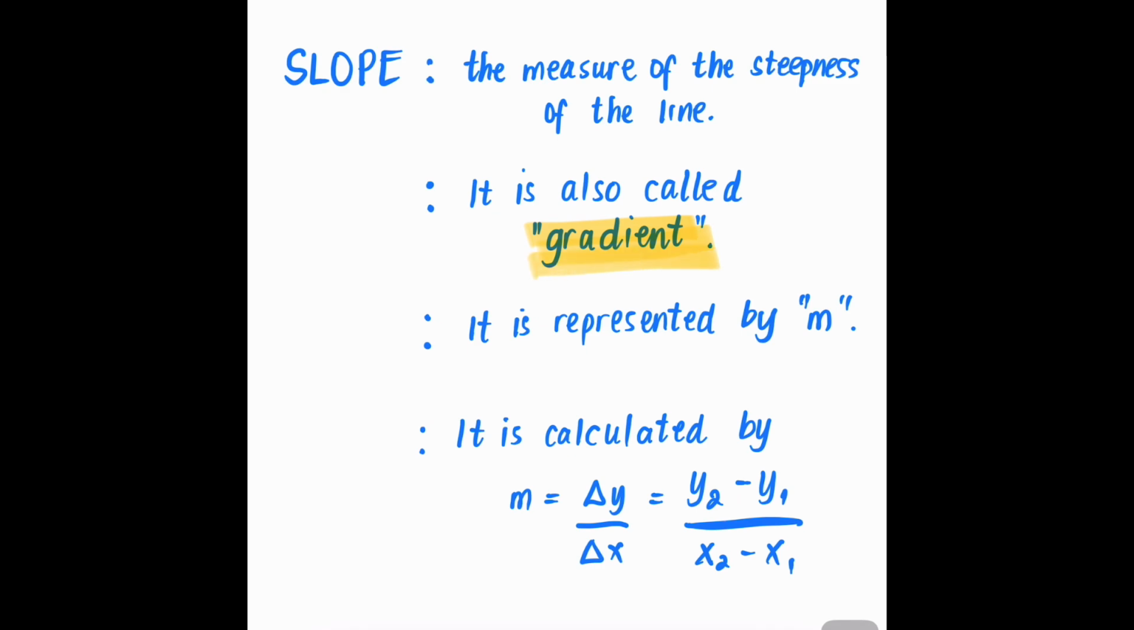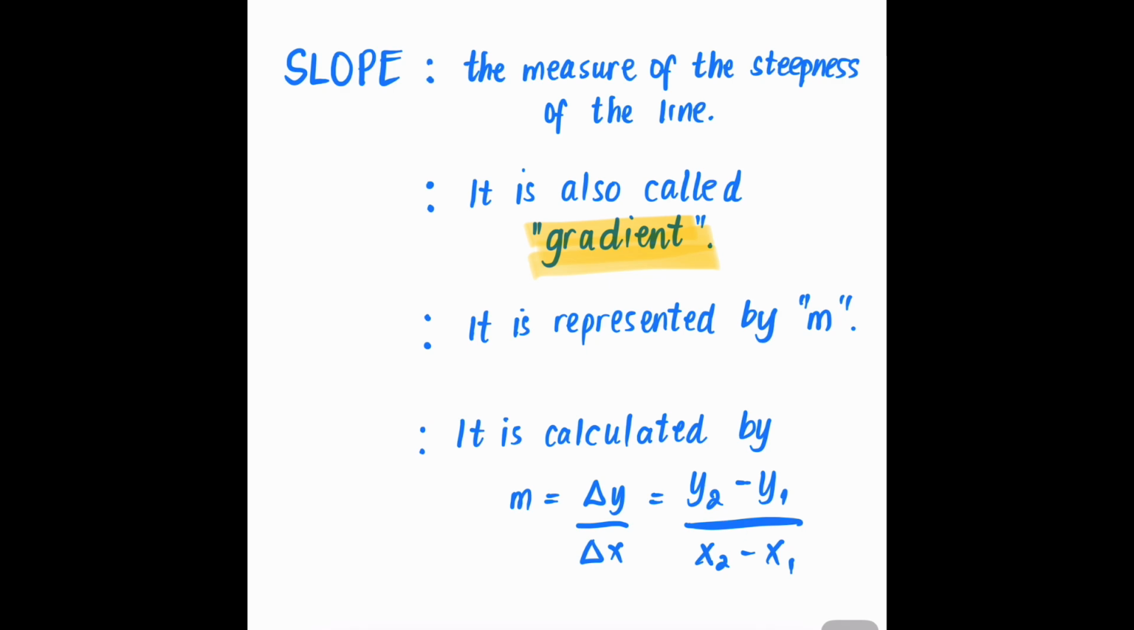Slope is represented by small letter m, and it is calculated by using the formula m equals change in y over change in x, equals y sub 2 minus y sub 1 over x sub 2 minus x sub 1. So where are we going to get all these values for y and x?